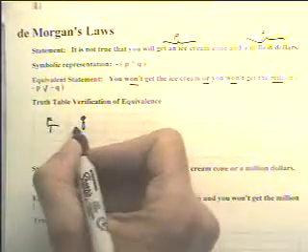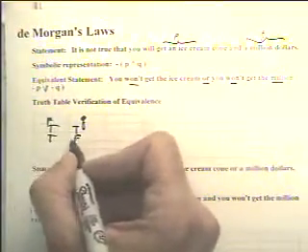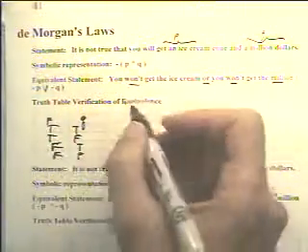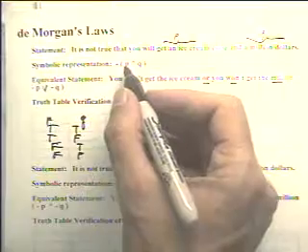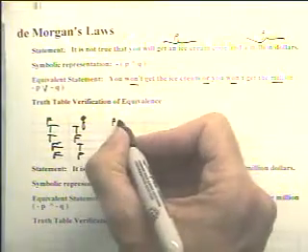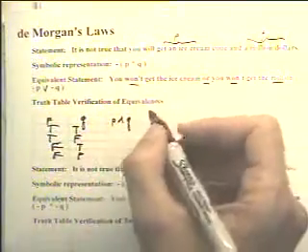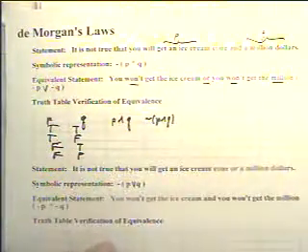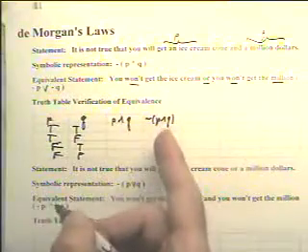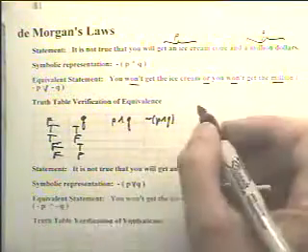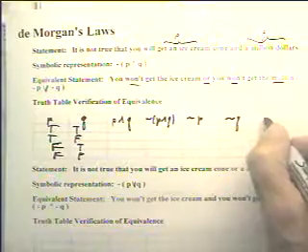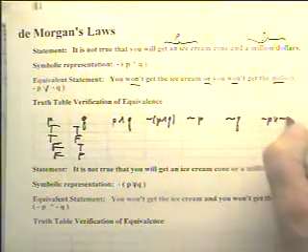If we have P and Q, we can write the truth values as we've done now. Then to evaluate not (P and Q), well, first we'd better evaluate P and Q. Then we can evaluate not (P and Q). Having evaluated not (P and Q), we can evaluate not P or not Q. Well, first we evaluate not P, we evaluate not Q, then we evaluate not P or not Q.